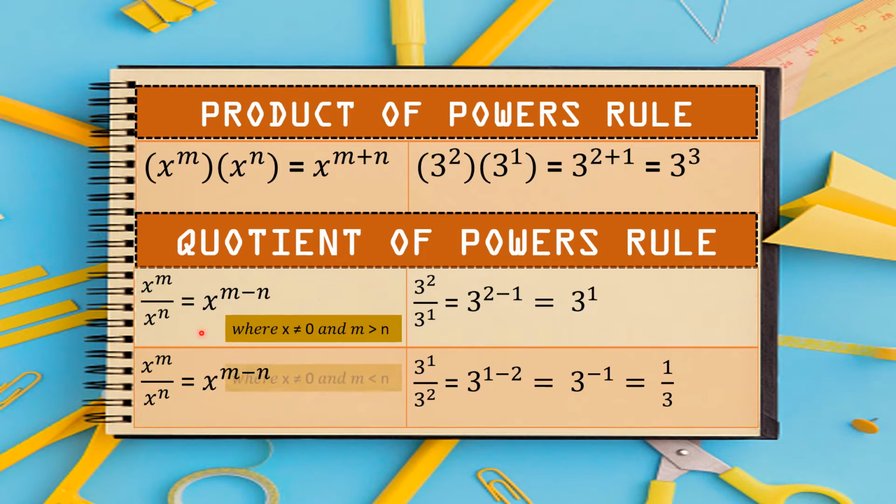Another case is when m is less than n. Example, 3 raised to 1 over 3 raised to 2 is equivalent to 3 raised to 1 minus 2. We use the same procedure. We subtract powers when we divide like bases. 3 raised to 1 minus 2 is 3 raised to negative 1, and 3 raised to negative 1 is equivalent to 1 over 3. Later, we will have a deeper discussion regarding negative exponents.